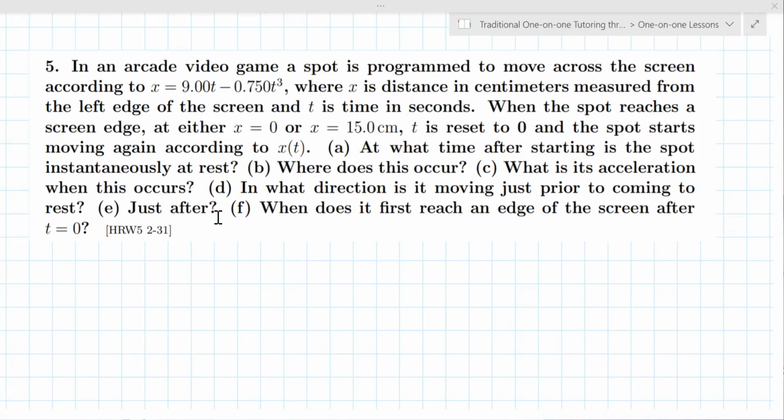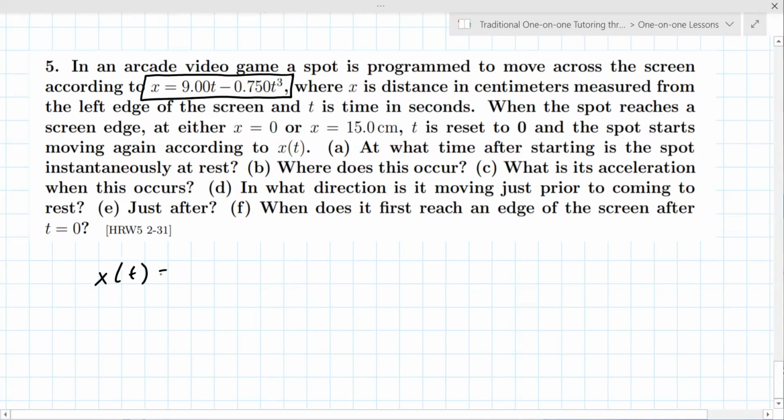Okay, so there's a lot going on here, but this is what you want to focus in on right here. x of t is 9t minus 0.750 t cubed. What is v of t? v of t is the derivative of this. So you've got to be able to take derivatives. Remember we talked about in the calculus how important derivatives are.